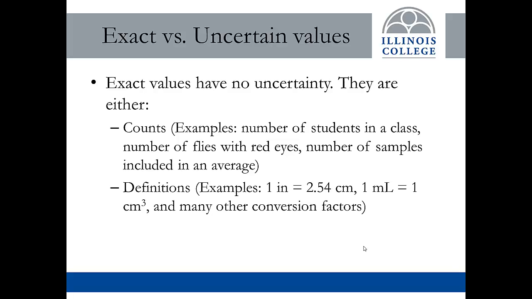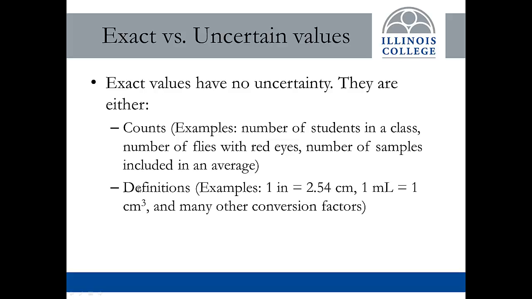Exact values, on the other hand, have no uncertainty associated with them. So how would you get a measured value that has no uncertainty? Well, there's sort of two ways. The first way are counts. Anything that you can go in and count, like the number of oranges in a box or the number of students in a class, is not going to have any uncertainty because we can count whole individual objects. Or another example, the number of samples included in an average. If you're going to average 3 values, that number 3 has no uncertainty because you can count those.